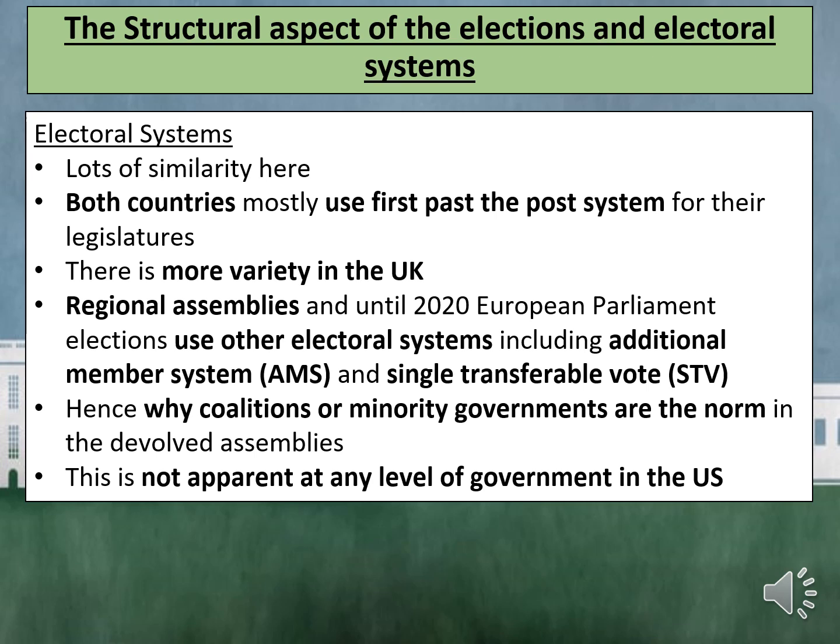Another structural aspect of the elections and the electoral system is the systems themselves. There is lots of similarity here. Both countries mostly use a first-past-the-post system for their legislators, but there is a lot more variety in the UK. For example, regional assemblies and, up until 2020, the European Parliament elections use other electoral systems, including the additional member system, AMS, and the single transferable vote, STV. Hence why coalitions or minority governments are the norm in the devolved assemblies. This is not apparent at any level of state government in the US, or federal for that matter.